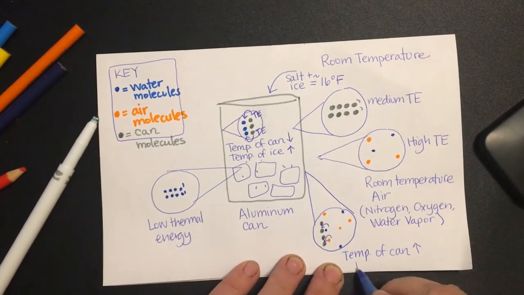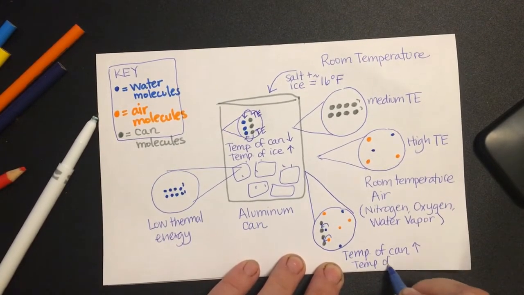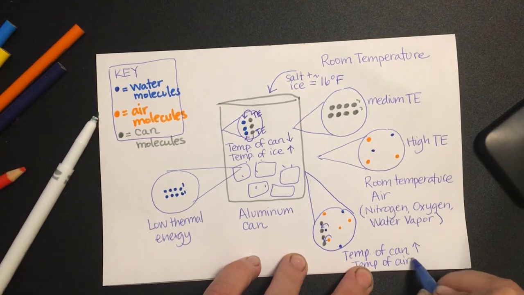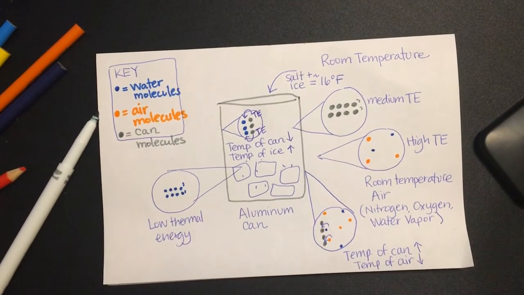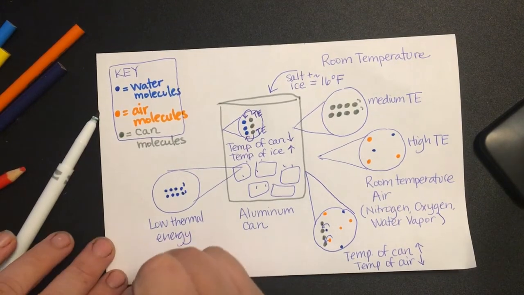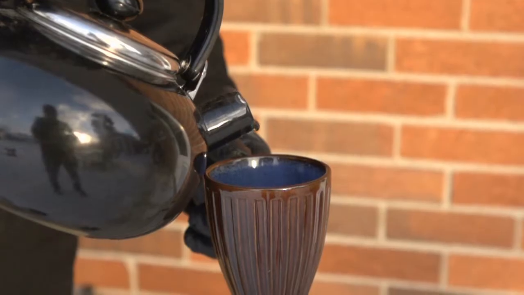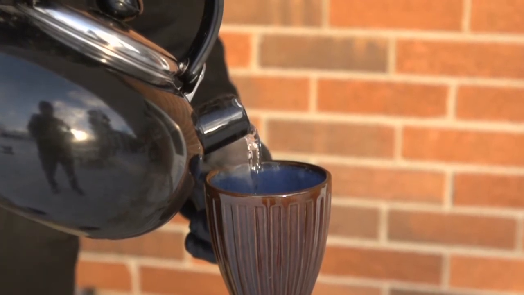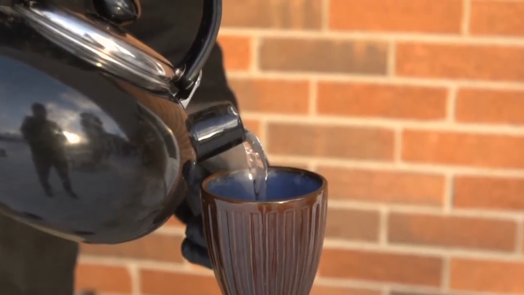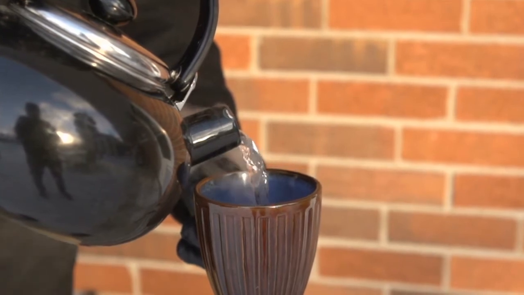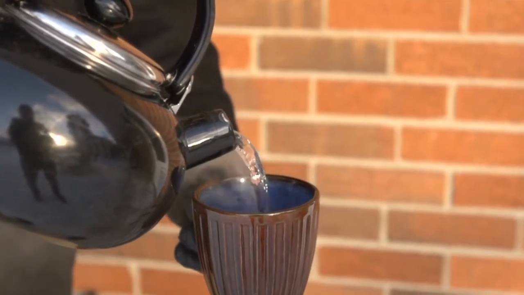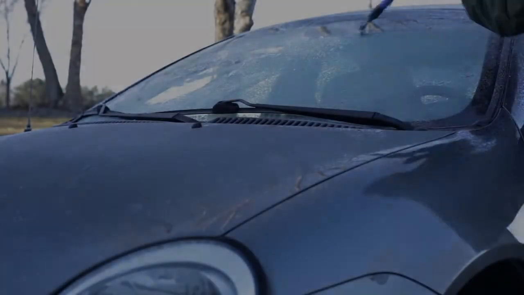So the oxygen and nitrogen molecules are going to bump into the aluminum can, but they have such a lower freezing temperature that they still stay a gas. And that's one of those properties of matter. However, with the water vapor, a physical property of water is that it will freeze at 32 Fahrenheit. So it does not take much removal of thermal energy to make that water vapor freeze.